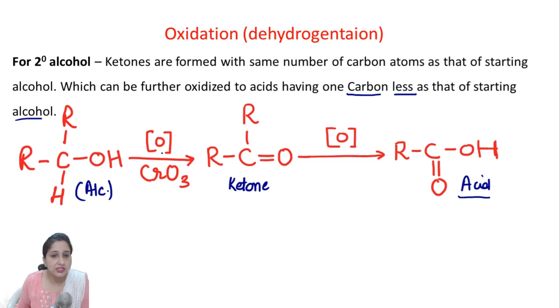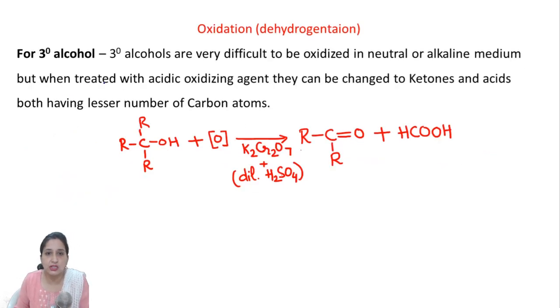Okay, first, in one an aldehyde is formed, beta, in this a ketone is formed. The second main difference is that the acid released in case of 1 degree alcohol has the same number of carbon atoms, but in case of 2 degree alcohols it has 1 carbon less than that of the starting alcohol. So next is the oxidation of 3 degree alcohols.